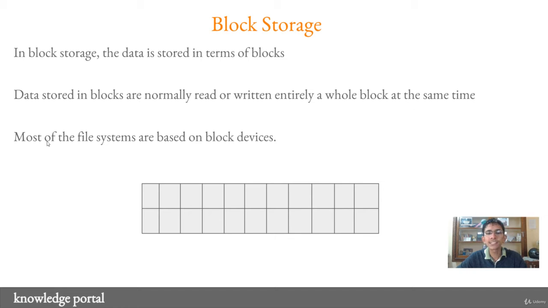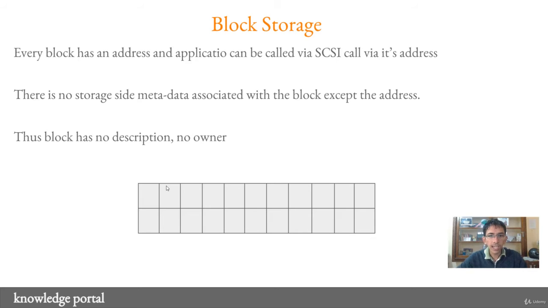And most of the file systems that we speak about, like for USB or for Windows, we have NTFS or FAT. For Linux, we have ext4 or XFS. Those file systems all are based on block storage. Now, when we speak about block storage, every block has a specific address, and applications can call those specific blocks via a SCSI call using the block address.